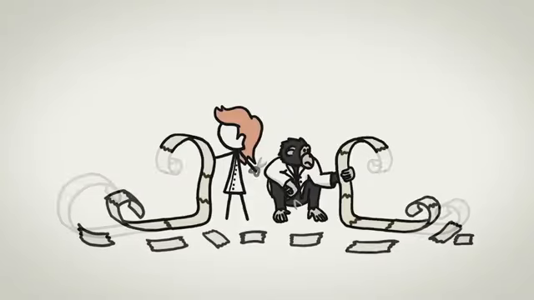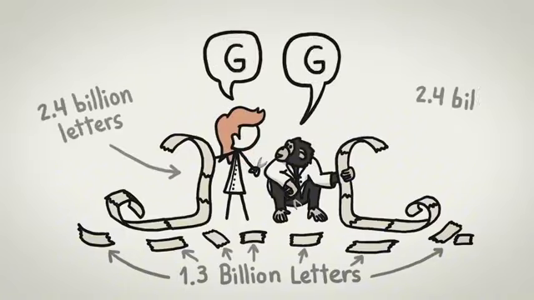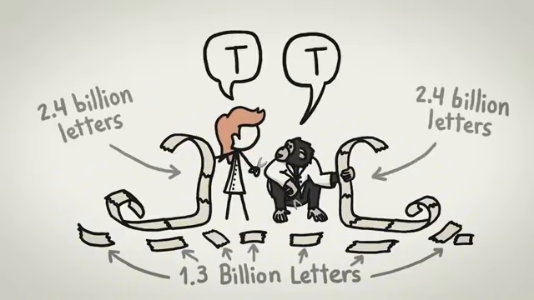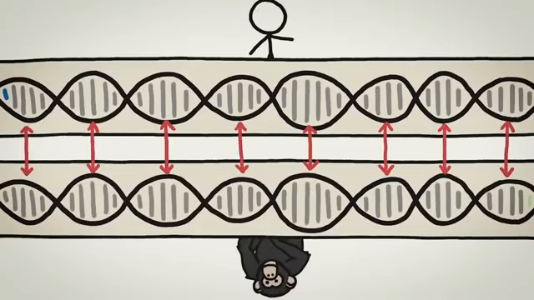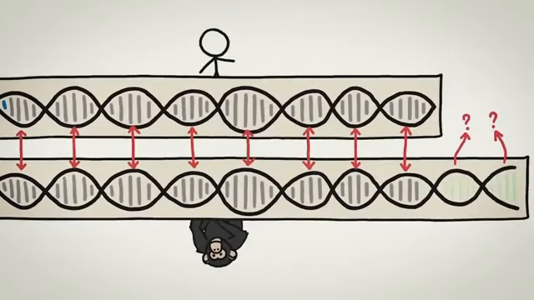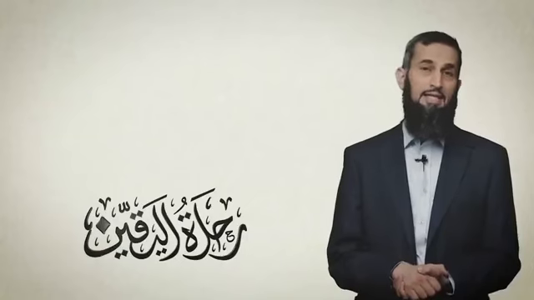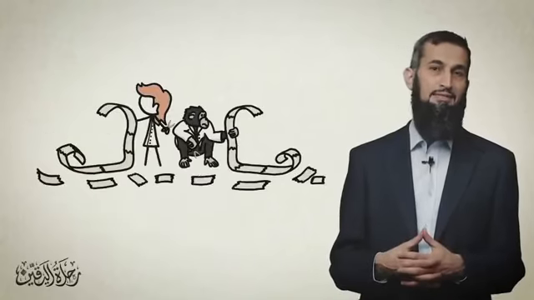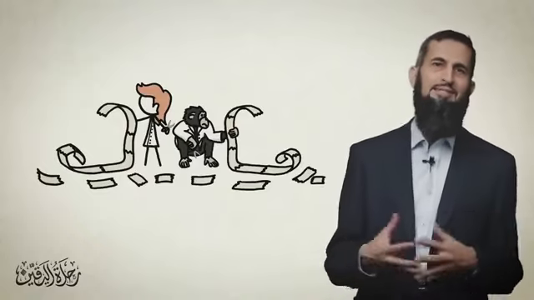The researchers simply excluded all the large mismatch sections, a whopping 1.3 billion letters in all, and performed a letter-by-letter comparison on the remaining 2.4 billion, which turned out to be 98.77% identical. So, yes, we share 99% of our DNA with chimps if we ignore 18% of their genome and 25% of ours.